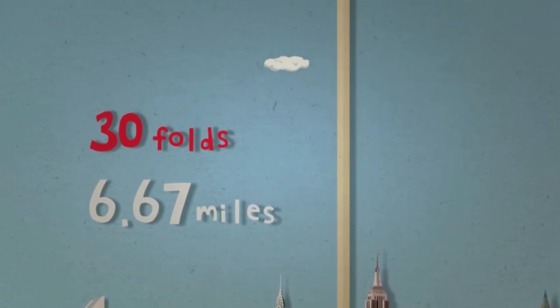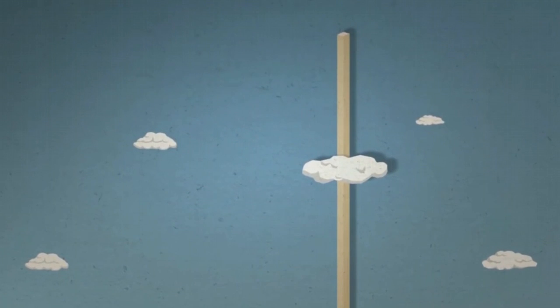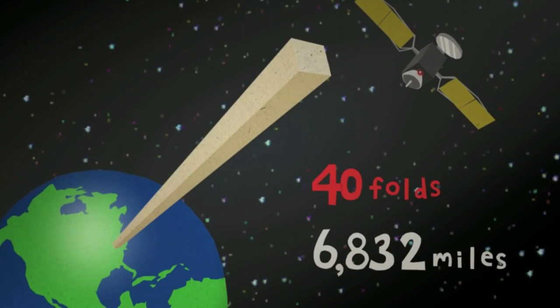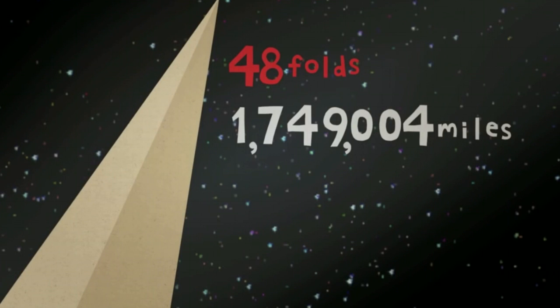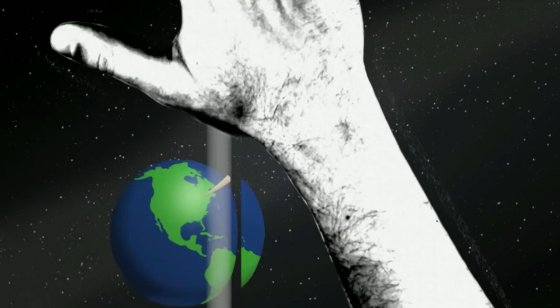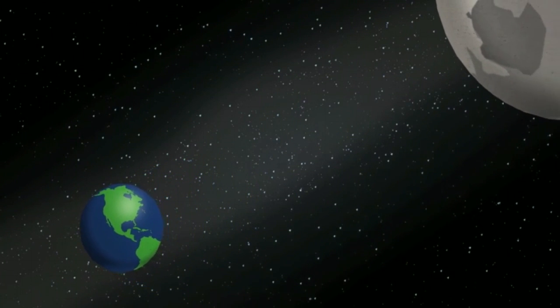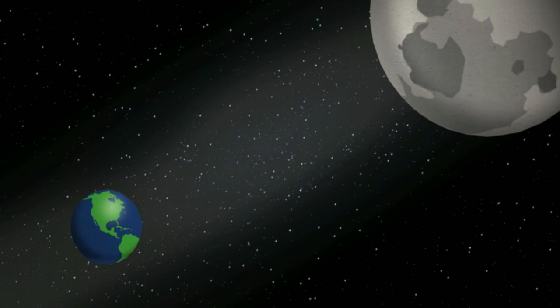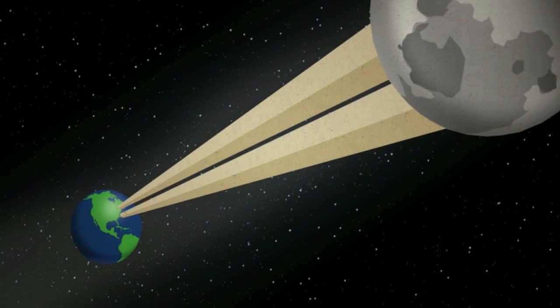30 times, the thickness reaches 6.5 miles, which is about the average height that planes fly. 40 times, the thickness is nearly 7,000 miles, or the average GPS satellite's orbit. 48 times, the thickness is way over 1 million miles. Now, if you think that the distance between the Earth and the Moon is less than 250,000 miles, then starting with a piece of Bible paper and folding it 45 times, we get to the Moon. And if we double it one more time, we get back to Earth.